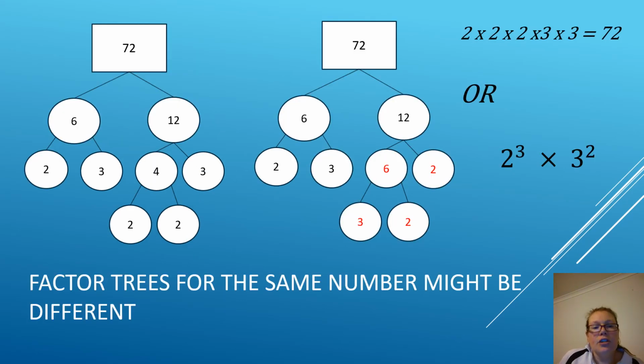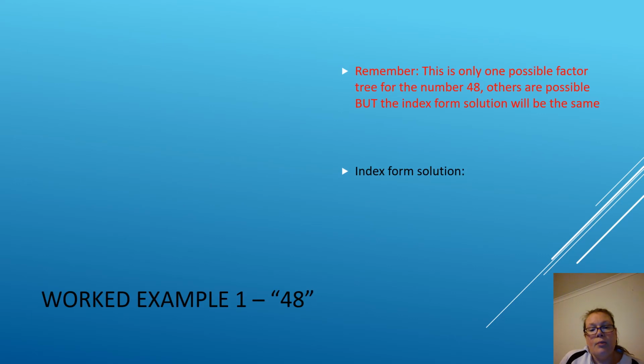Just to illustrate that, here we've got 72. Now 72, a lot of people, when they think 72, they think factors of 6 and 12, because that's the first time it kind of appears in our times tables, so we think of it that way. It could also be 8 and 9, and it will give you the same index form simplification. If you look, we've gone 6 and 12 on both of them, and then it branched differently. So how do we do it?